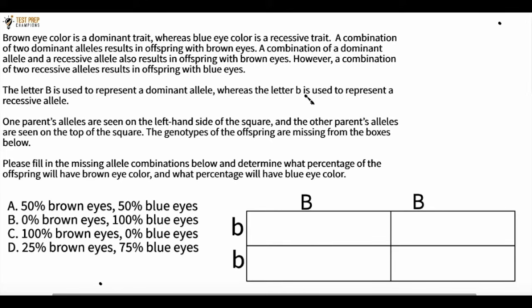And we see A, B, C, and D answer choices. So first, I'd like you to fill out this square. Obviously you can't really fill it out, so maybe you can draw a little square like this on a piece of paper and try to fill it in that way. Whatever works for you. And then pick: is it A, B, C, or D? What percentage will have brown eye color and what percentage will have blue eye color?